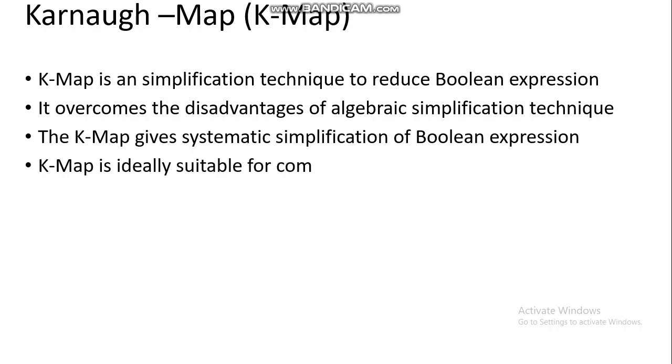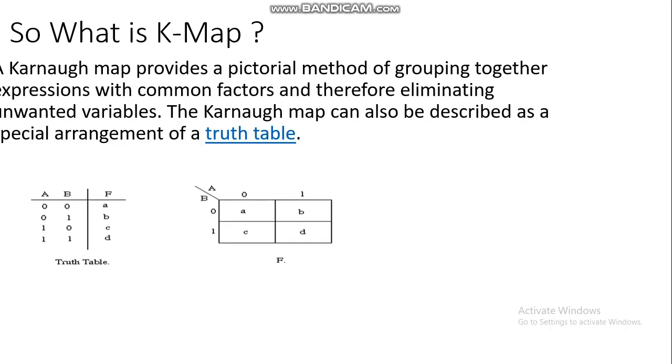So what is K-map? Basically, K-map is a pictorial or graphical representation of a Boolean expression. It removes unwanted variables and also gives a better answer with fewer ambiguities.